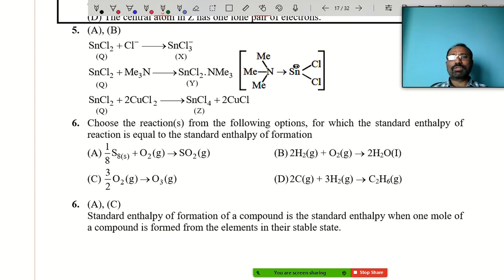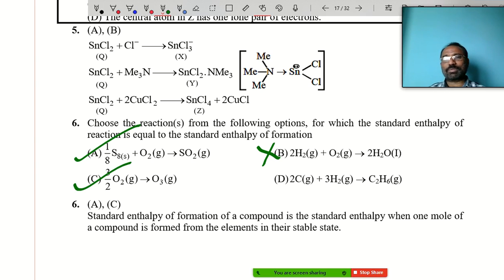gives 1 mole of sulfur dioxide. Here only 1 mole of sulfur dioxide is formed in the gaseous state, therefore it is a right statement. In case of option B, all are in standard condition, but 2 moles of water are given, therefore it is a wrong option. If 1 mole of water is formed, that would be the right option, but here 2 moles are given. According to the definition, only 1 mole of substance should be formed. That is the wrong one.